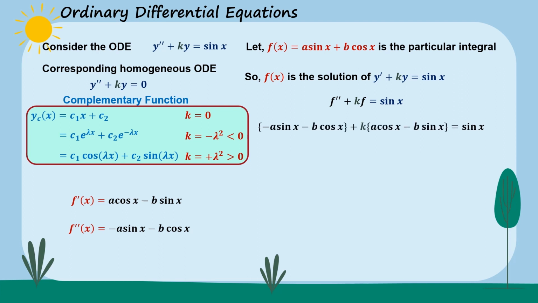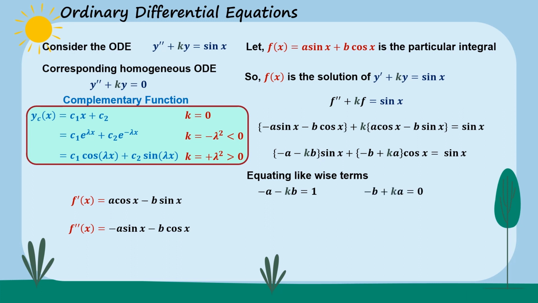And collect all the terms of sin x and cos x separately. Notice that this is the cos x term, so it will be (ak minus b) cos x. And if I take the sin x term, it will be (minus kb minus a) sin x. That's it. So let's collect all the coefficients of sin x and cos x. Obviously these two sides are equated, so if we equate the like terms, we find minus a minus kb is equal to 1, as well as the coefficient of cos x being 0 separately. Now we can solve these two equations to find the unknown constants a and b.